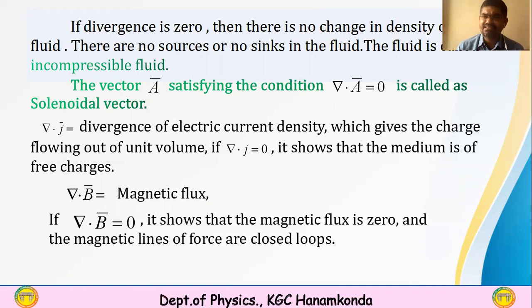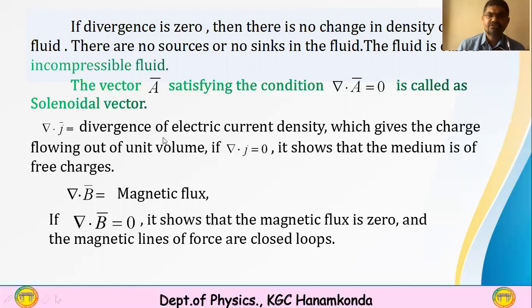If divergence is positive, that point acts as a source. If the divergence is negative, that point acts as a sink. If divergence is zero, that fluid is called an incompressible fluid. That vector is known as a solenoidal vector. If divergence is zero, that vector is a solenoidal vector.